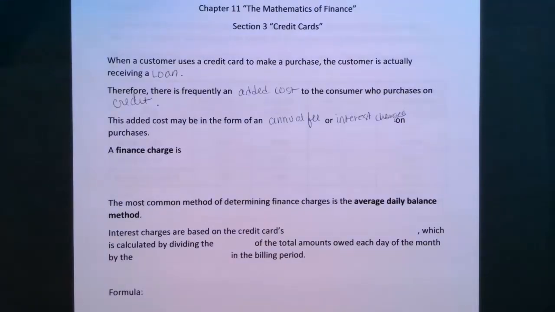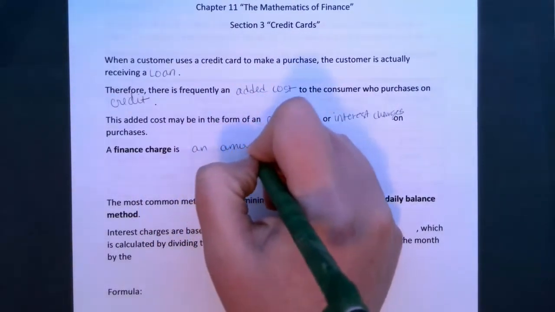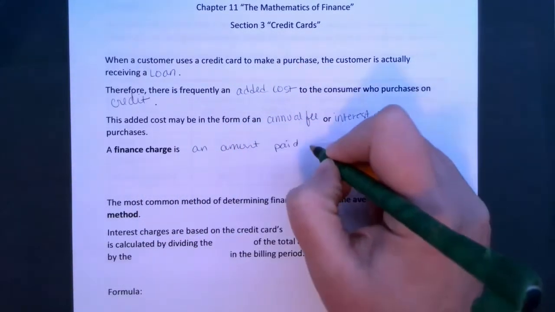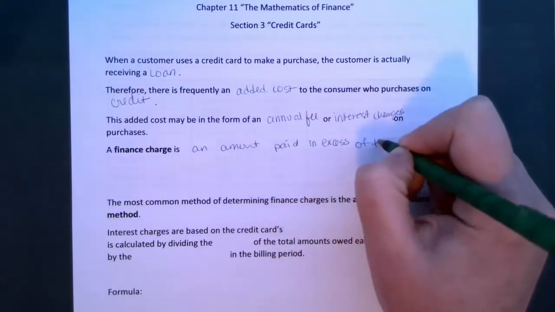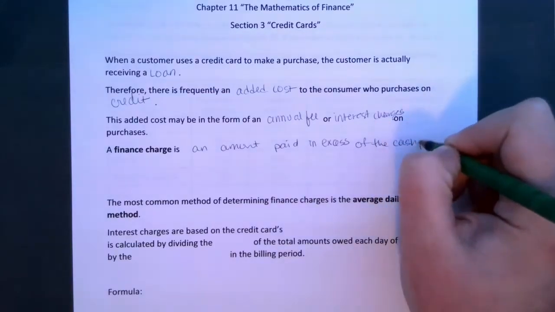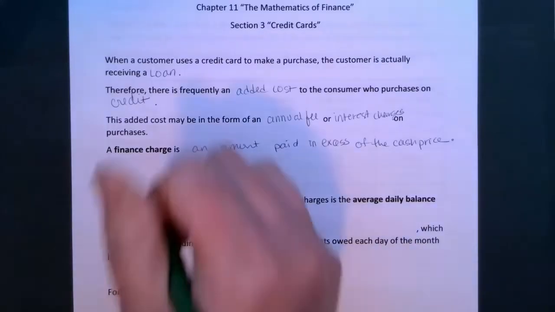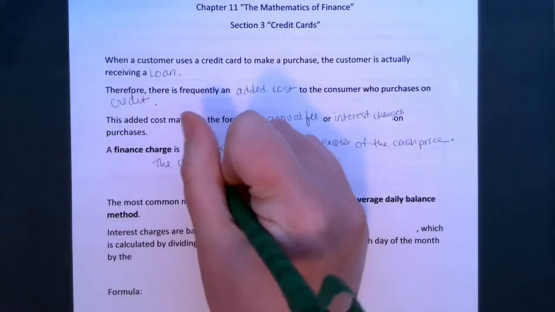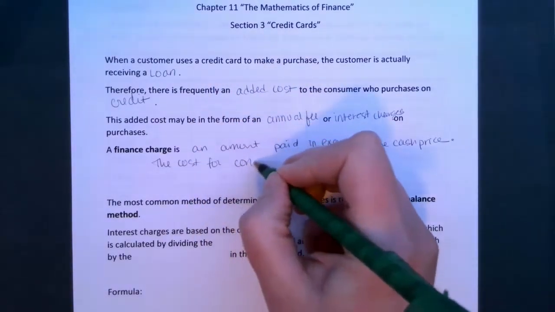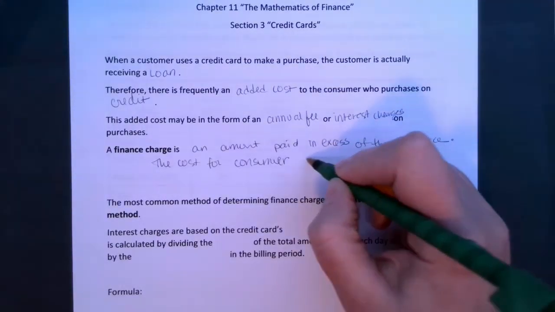This is called a finance charge. So a finance charge is an amount paid in excess of the cash price. So that would be what you actually purchase it for. It's the cost for the consumer for use of the credit.